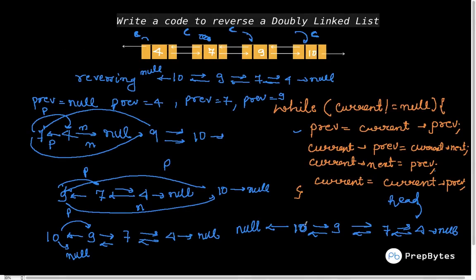So if we see how we can access 10, our prev is pointing to 9 right now. Current has already become null, so I can't use that. Our prev is pointing to 9, and 10 is the prev of 9. So what we can do is, we can simply do head is equal to prev.